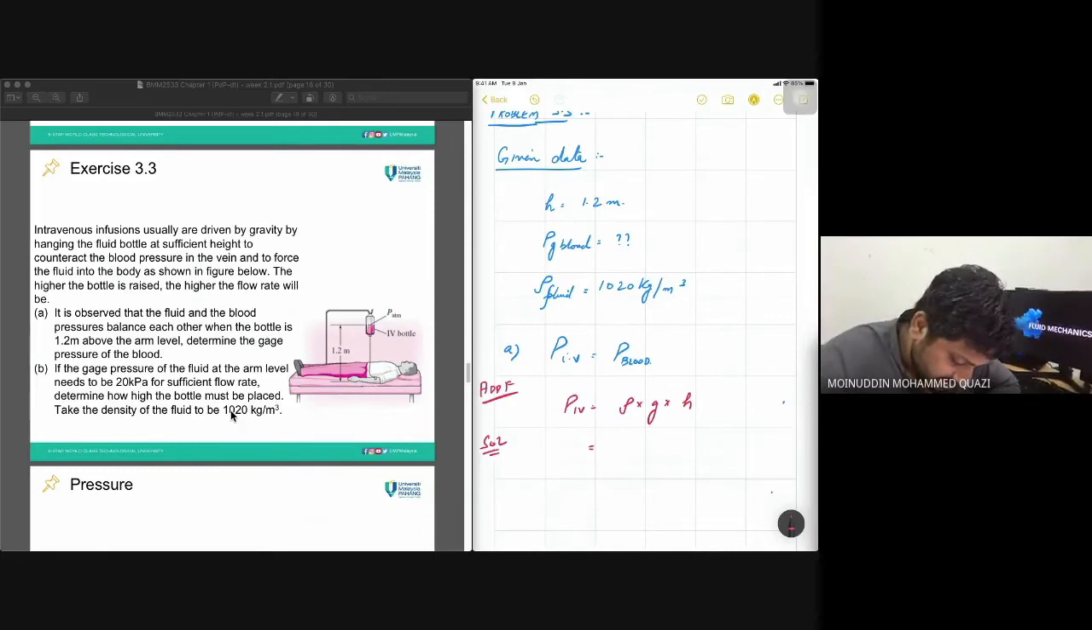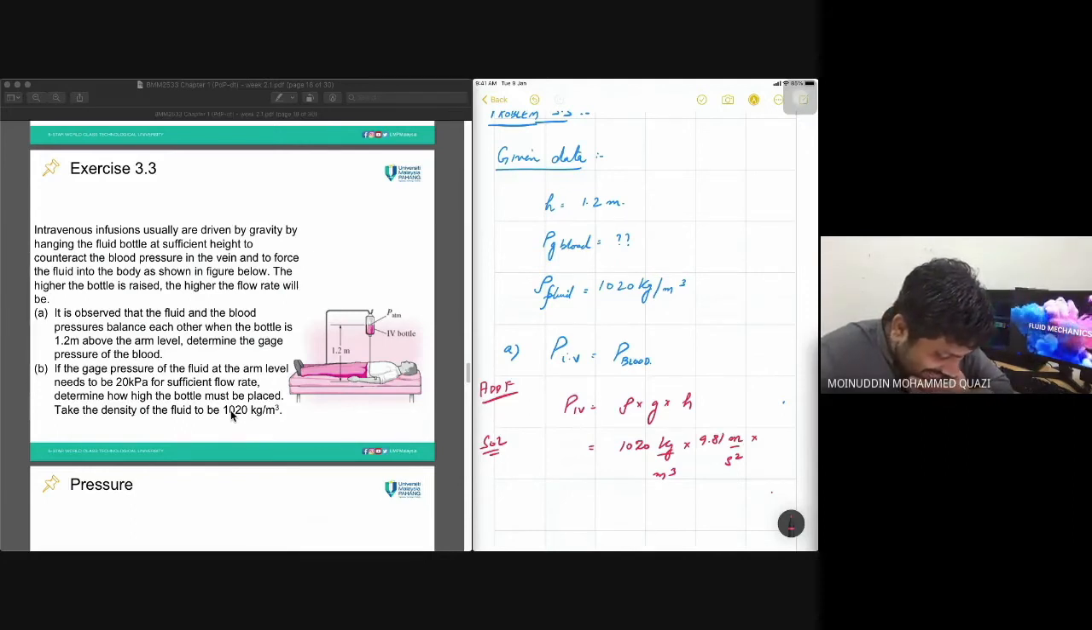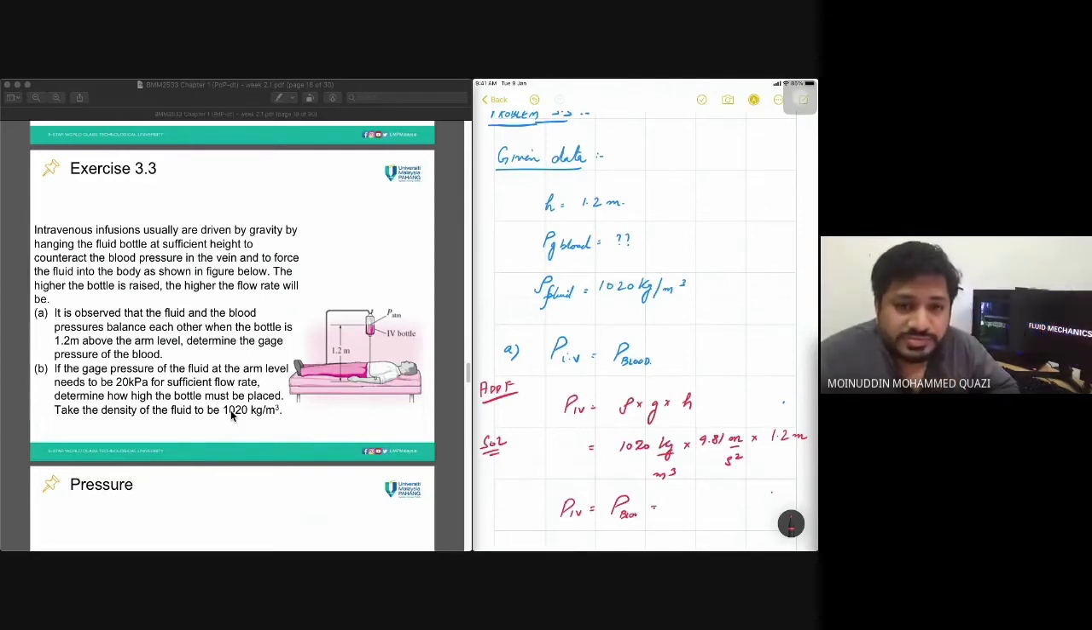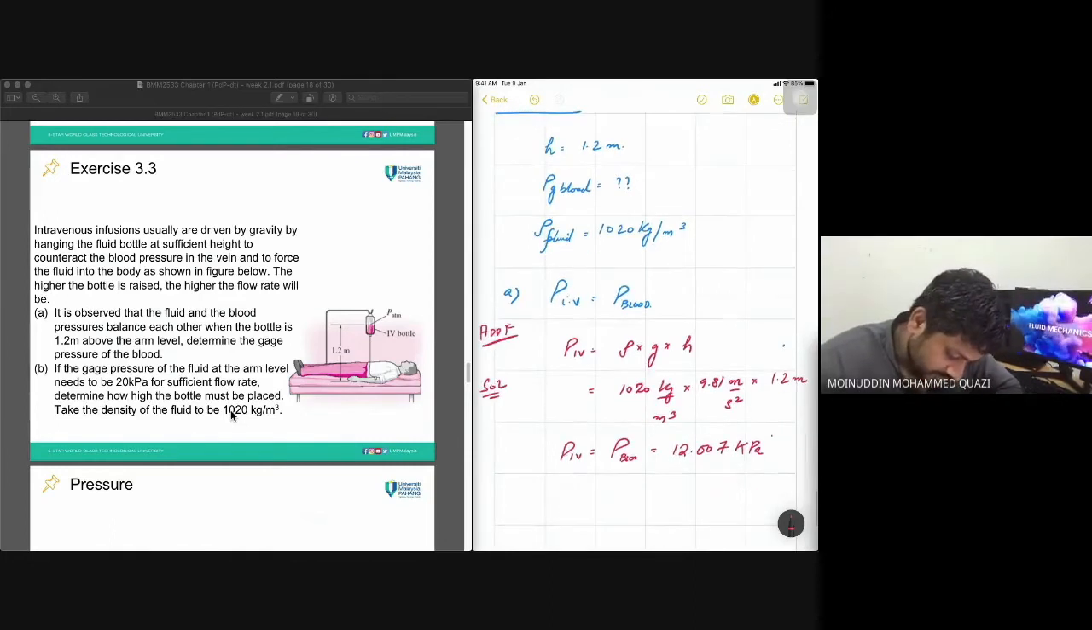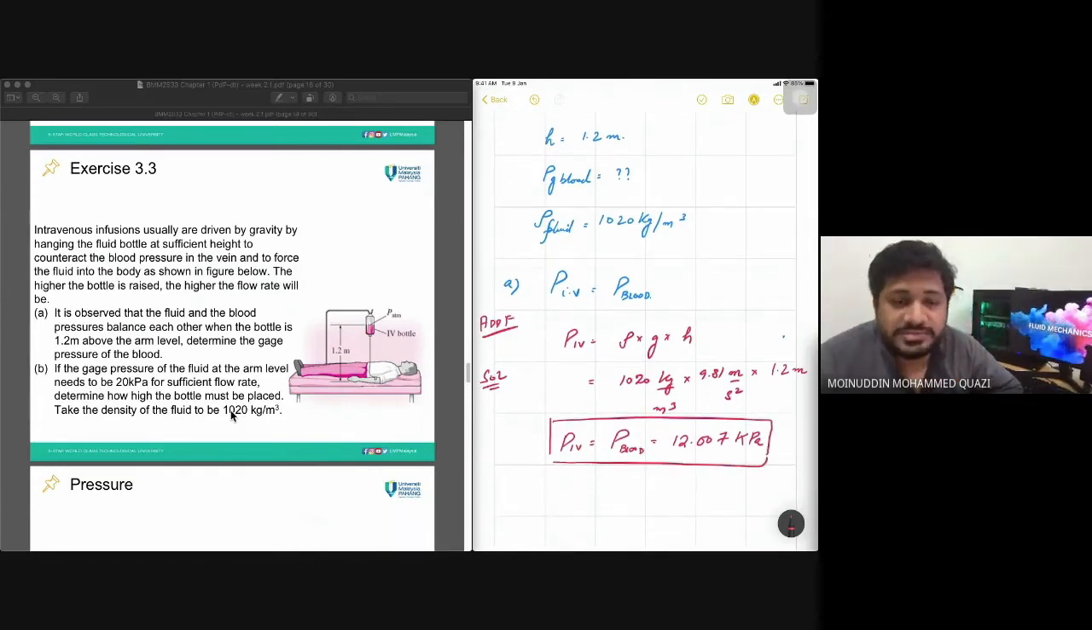So density is 1020 kilogram per meter cube, multiplied by 9.81 meter per second square, multiplied by height, which is 1.2 meter. So the pressure in the IV, which is equal to the pressure of blood, is equal to 12.007 kilopascal. So this is the gauge pressure.